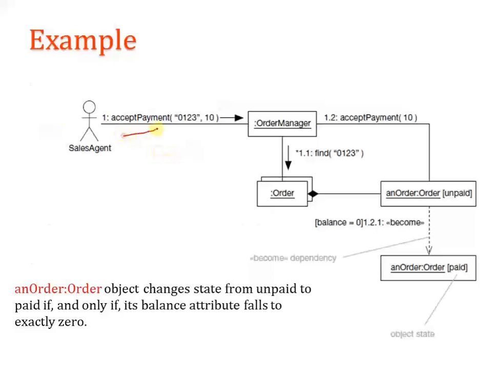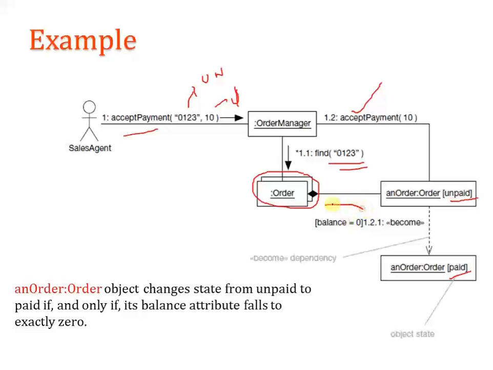The first message which is triggered is accept payment. Here I get the order number and the amount which is to be deducted. It may be in dollars or in rupees. As soon as accept payment is triggered, I find the order number from the set of orders. After finding the order number, I need to get the payment of rupees 10. Here you can see that a particular order may be either in unpaid state or paid state. Initially it will be in unpaid state.